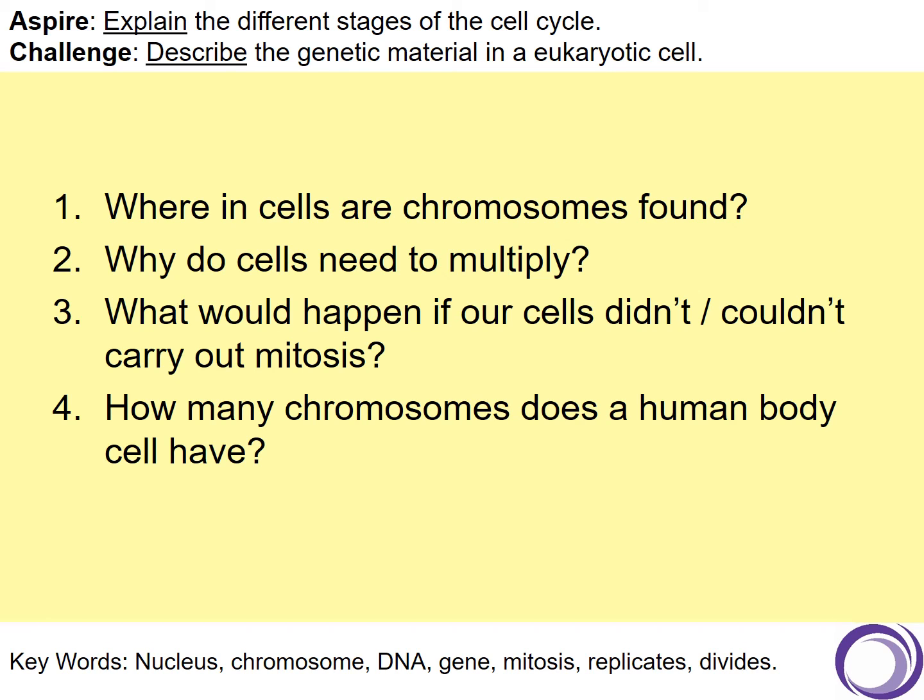Why do cells need to multiply? So what's the point of them doing this? Why does this cell need to divide into two cells? What would happen to our cells if they didn't divide or carry out mitosis? And a nice easy one at the end. How many chromosomes does a human body cell have? Not including a sperm cell or an egg cell or a red blood cell.